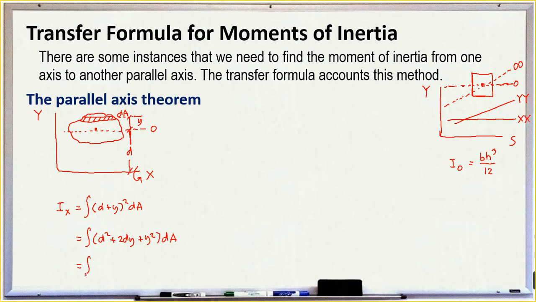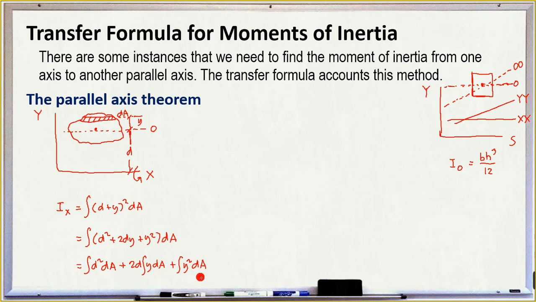Now, to distribute, we have the integral of d squared dA, plus 2d times the integral of y dA, plus the integral of y squared dA.